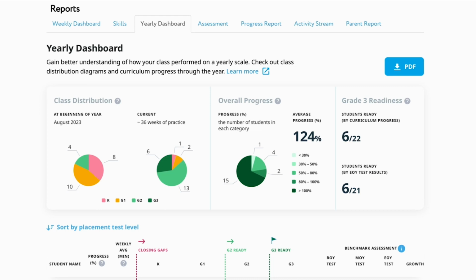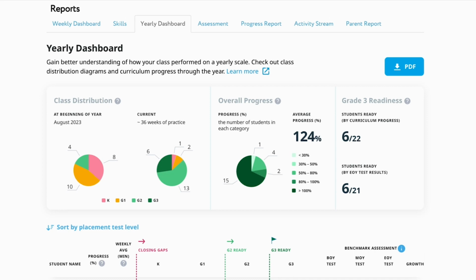The top part of the report consists of three main sections: the class distribution, the overall progress, and the next grade readiness. The class distribution diagrams compare class data at the beginning of the year to the current week. Let's take a closer look. This is a second grade class, and at the beginning of the year, 8 students were placed far below grade level in kindergarten, 10 students were placed one grade level below in first grade, and 4 students were placed on grade level in second grade.